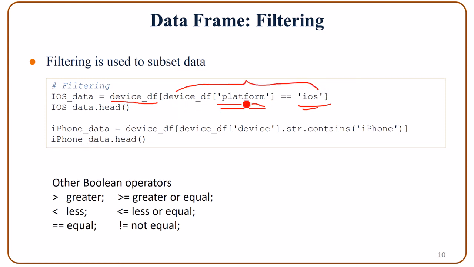Device df with the column platform is equal to iOS in a string, and store the result in a new data frame, iOS data, and then take five rows, five top rows from the data frame.